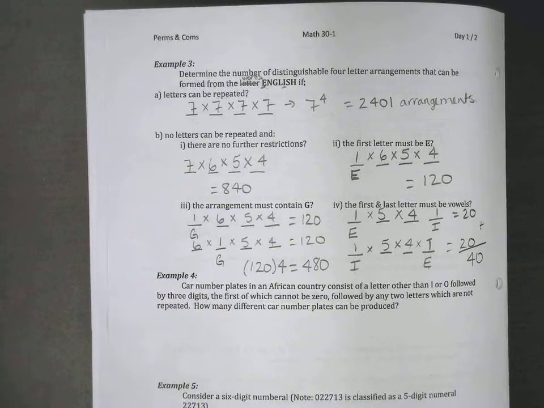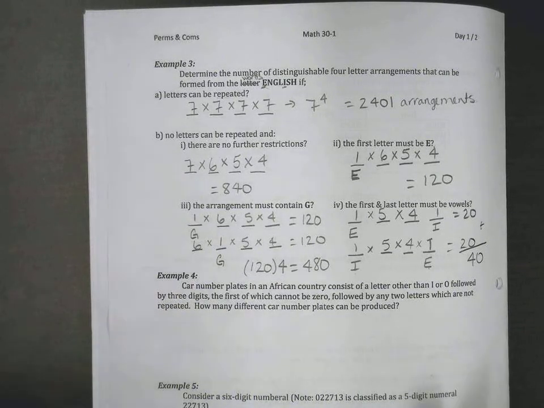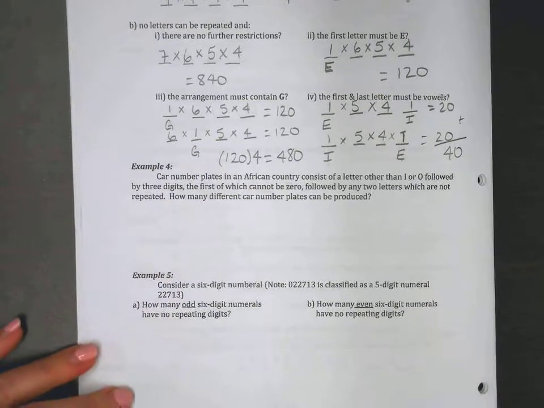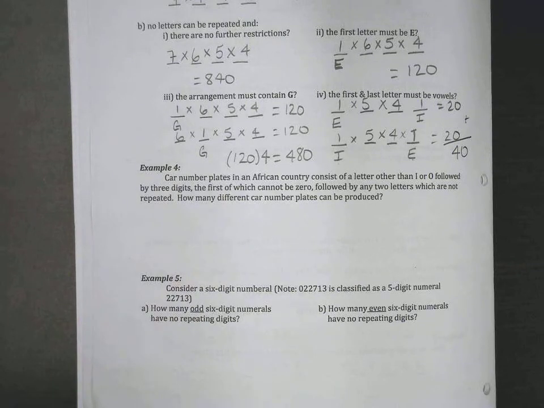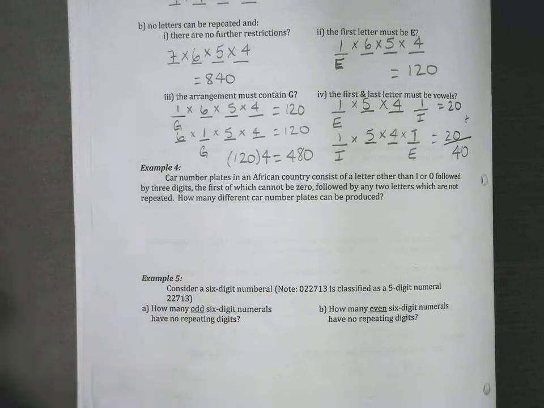All right, example number 4. It says car number plates in an African country consists of a letter other than I or O. So it consists of one letter other than I or O, so we can't include I or O, followed by 3 digits, the first of which cannot be 0, followed by any 2 letters not repeated. How many different car number plates can be produced?